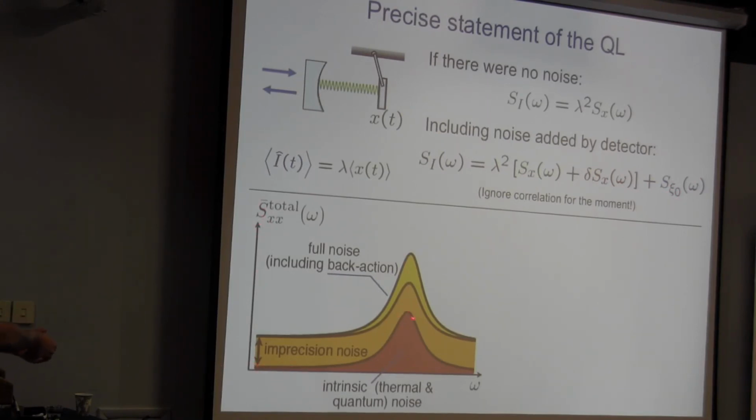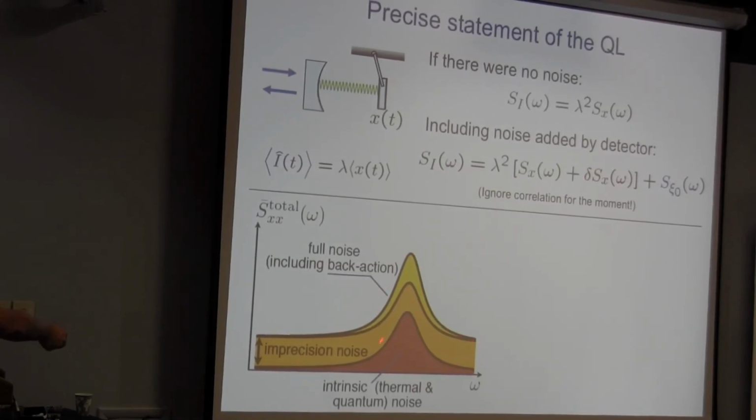This red area is the ideal case, the intrinsic position noise of the mechanics. This term here is basically going to be a flat white noise background, so that's the imprecision noise. It just shifts all of this up. And then adding the back action, that's added position fluctuations. That's another Lorentzian like this. That gives me the full noise that's measured in the experiment.